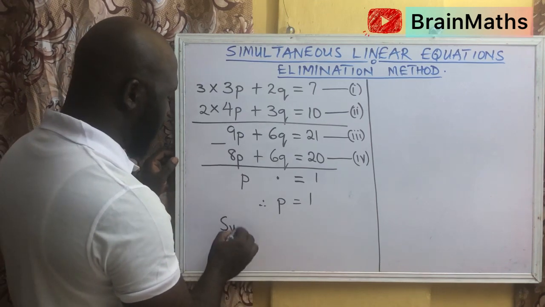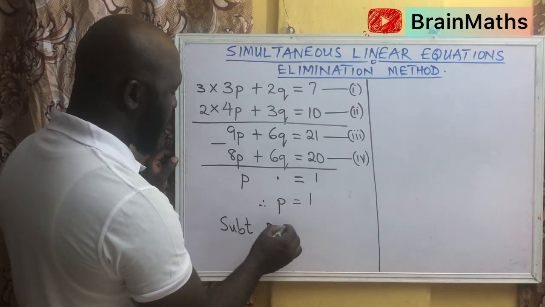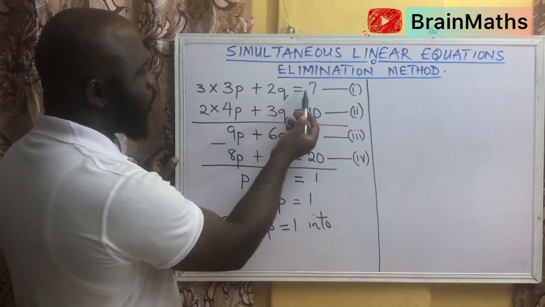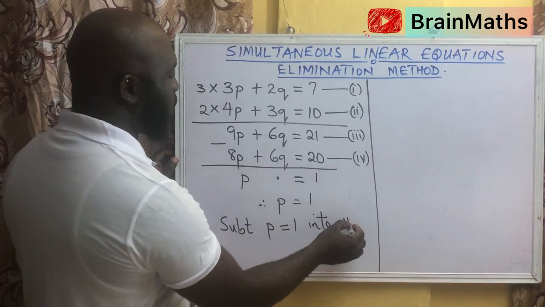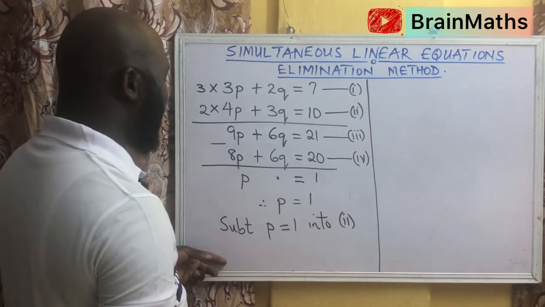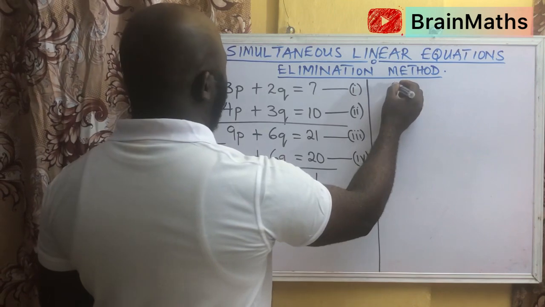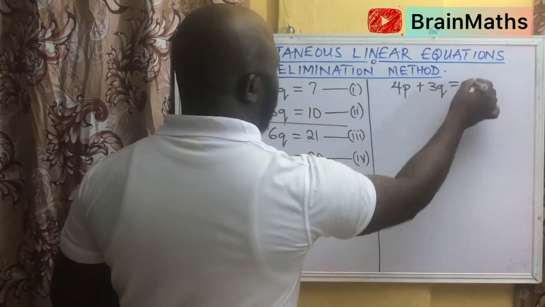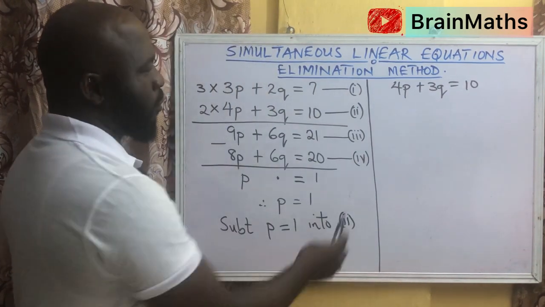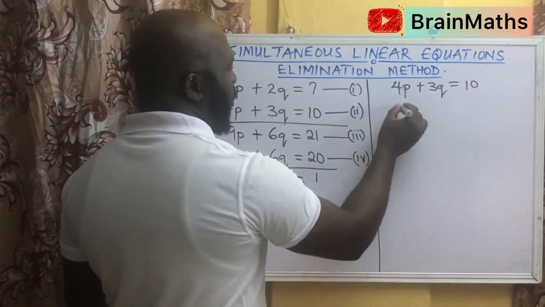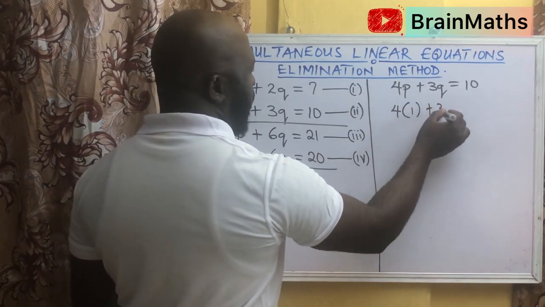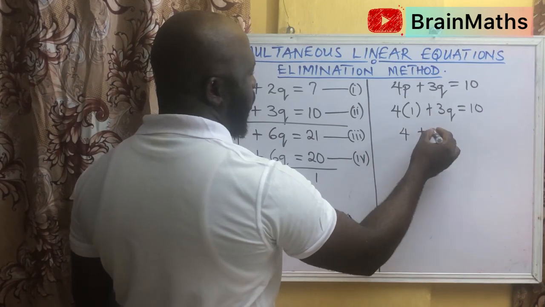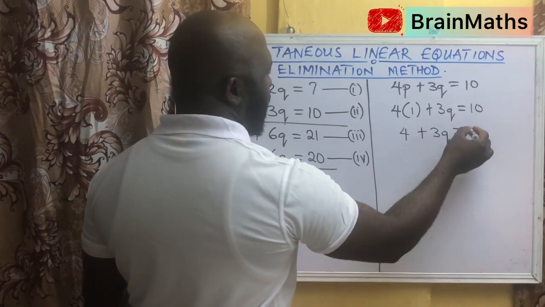So we have to substitute the value we have gotten into any of the two equations given to us, either equation 1 or equation 2. So let's substitute into equation 2 this time. So we have 4p plus 3q equals 10. So anywhere we see p, we change it to 1. So we have 4 times 1 plus 3q equals 10. That is going to give us 4 plus 3q equals 10.